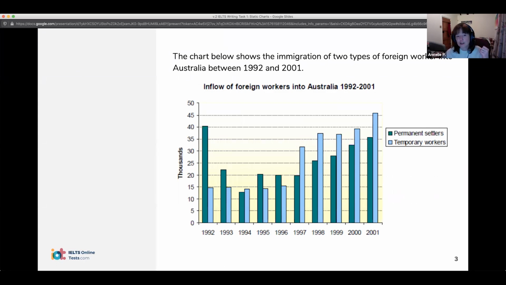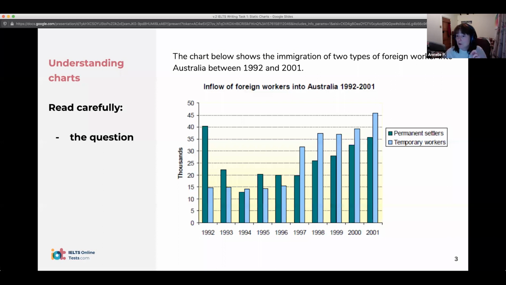So have a good look at this example of the bar chart. Yeah, very common static chart question. And we're going to look at what you need to look at before you start writing. It's quite easy to make mistakes with accuracy, to just look at it very quickly and think, okay, I know what's going on, I'm going to start writing, and actually you haven't really paid enough attention to each part.